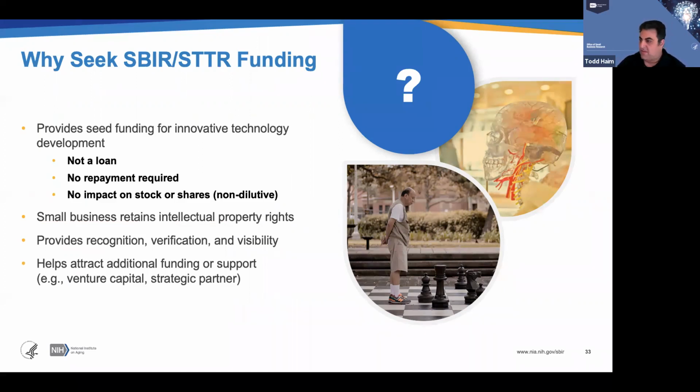The small business retains the intellectual property rights. A lot of companies have found it really useful when they go and they need to get private investment. Private investors tend to look positively on the validation that comes from getting through the NIH peer review system, and also the fact that you will be able to reach some key inflection points without diluting your shares that then makes it more appealing once an investor does come in.